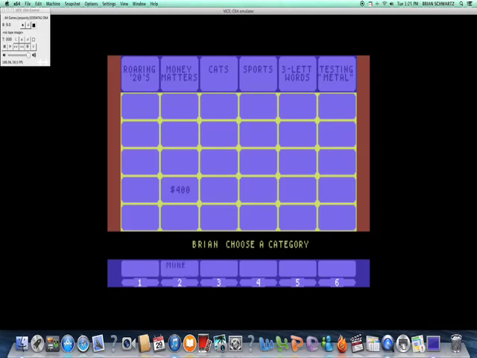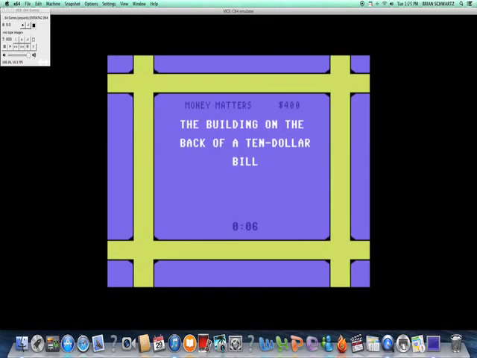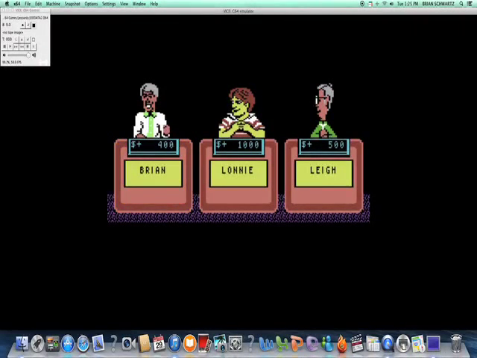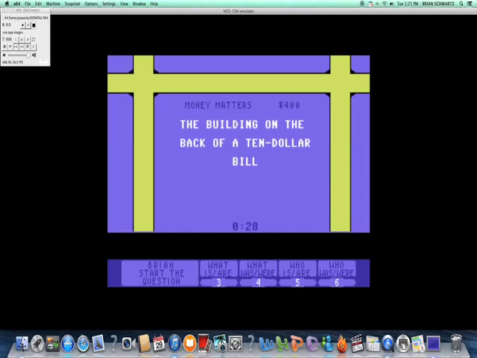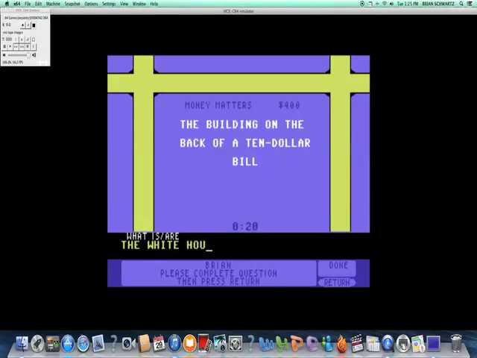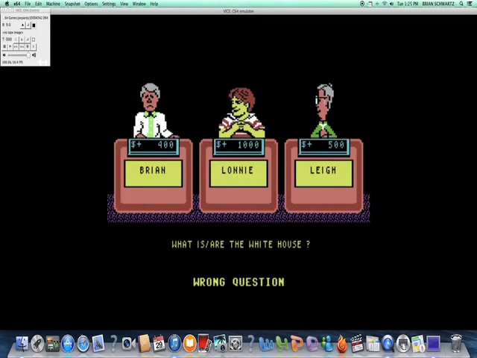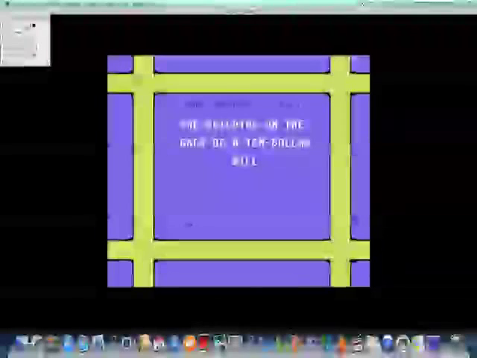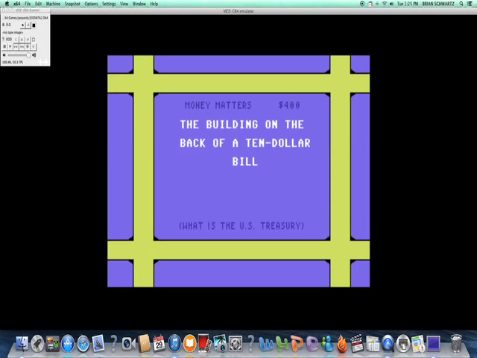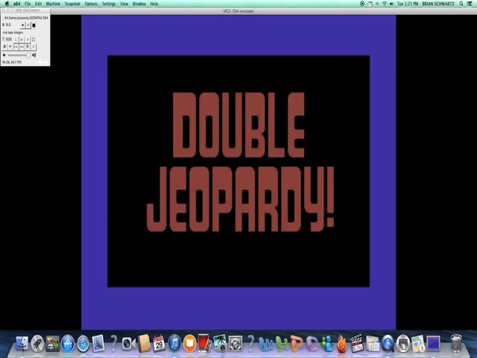And money matters. Finish it up. The building on the back of the $10 bill. What is the White House? Yeah, White House with an H. No. So I have no money. Oh, the U.S. Treasury. Yeah, the White House is on the 20.